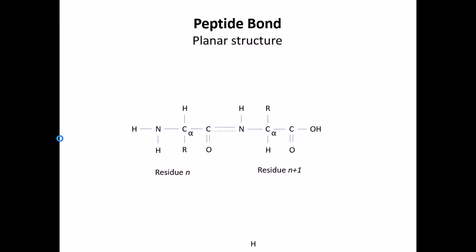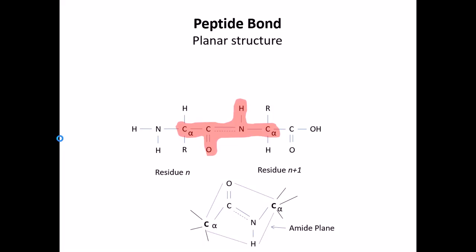But here in a peptide bond, the atoms starting from C alpha to the peptide bond forming carbon atom and the peptide bond forming nitrogen atom and their respective connected atoms and the C alpha of the N+1 residue all form a same plane.